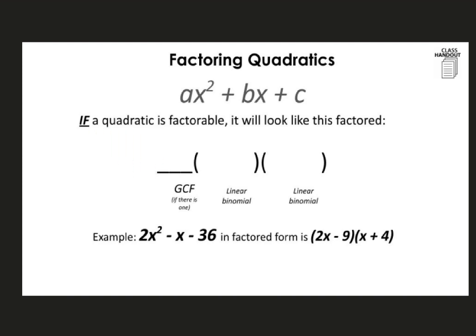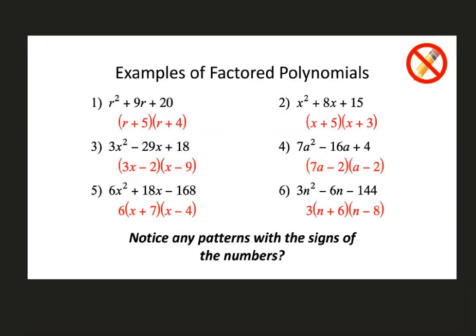So if a quadratic is factorable, it's going to look like this factored. The GCF is going to go out in front, and then we're going to have a linear binomial times a linear binomial. Okay, so this is the standard form of a quadratic, ax squared plus bx plus c. A is the coefficient of x squared, b is the coefficient of x, and c is your constant term.